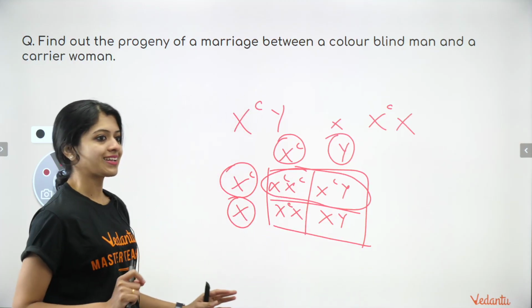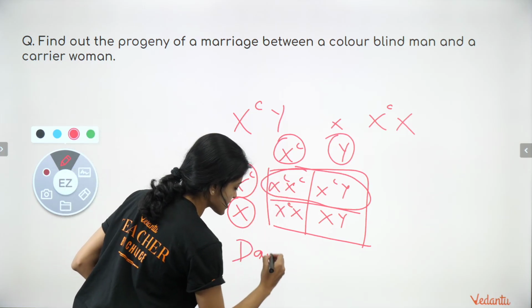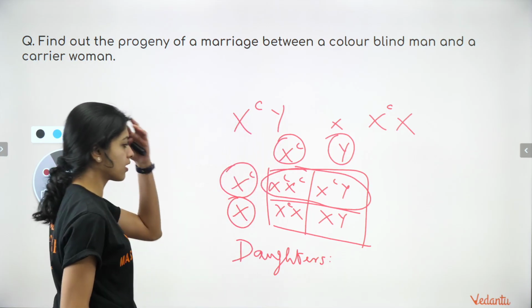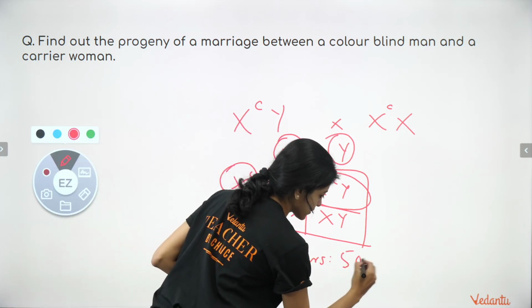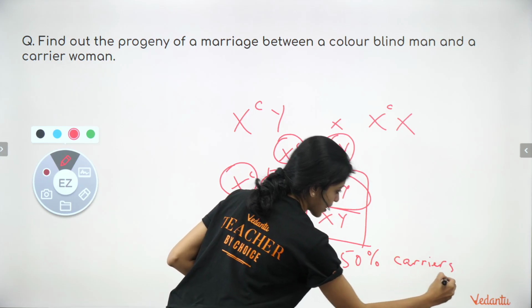So, among the daughters first, 50% are carriers and 50% are affected.